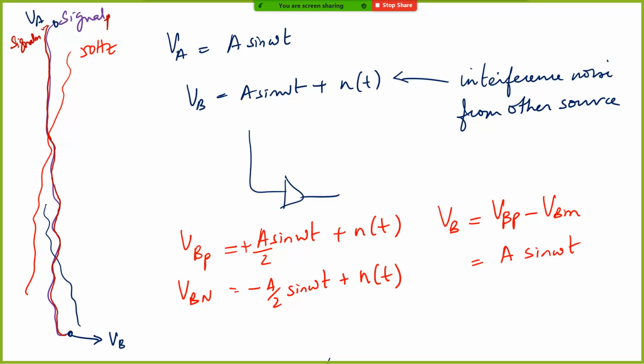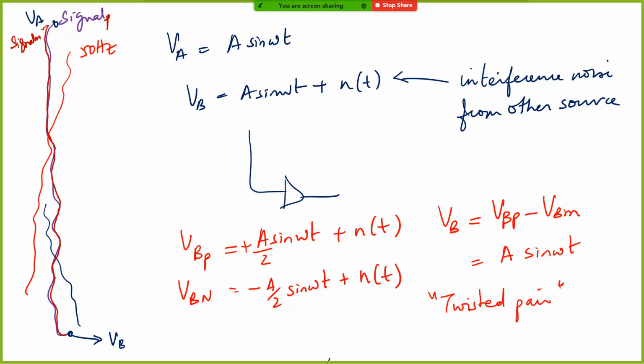And in order to make sure that both the plus and the minus lines are getting the same amount of interference, people thought the best way to do it is to twist the wires. You take two wires, twist them together, and then run it, and that is how you get the concept of twisted pair.